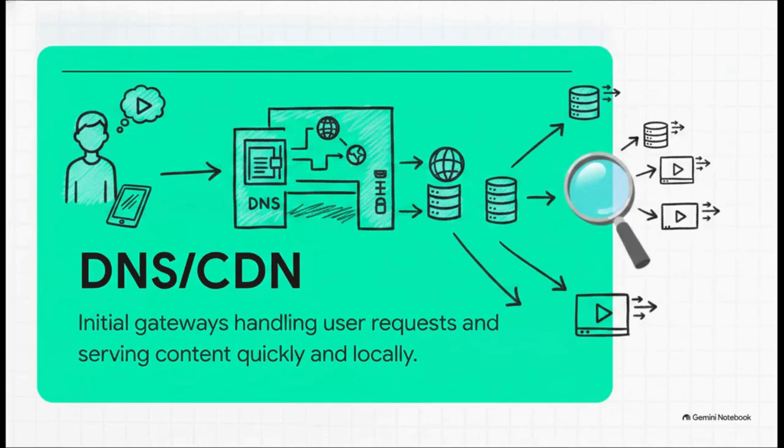You can think of the DNS and CDN as the initial receiving dock. The DNS is basically the map. It tells your request where to go. Meanwhile, the CDN, which stands for Content Delivery Network, is trying to hand you a cached copy of the video from a server that's geographically close to your house. That way, your request doesn't have to literally cross the globe just to fetch a single file.